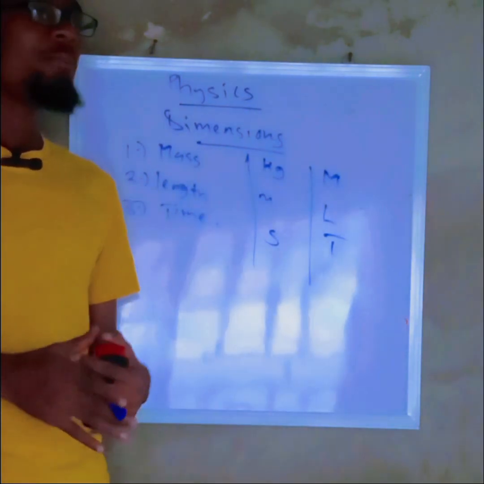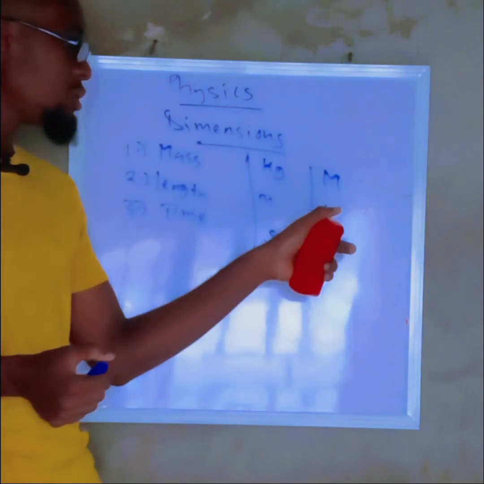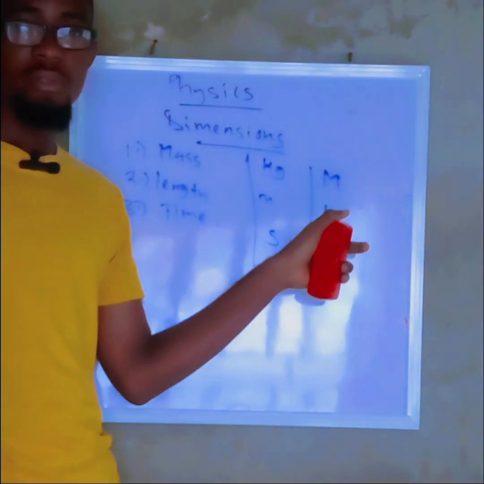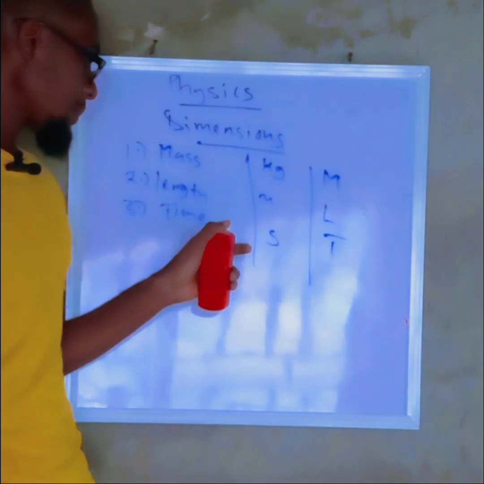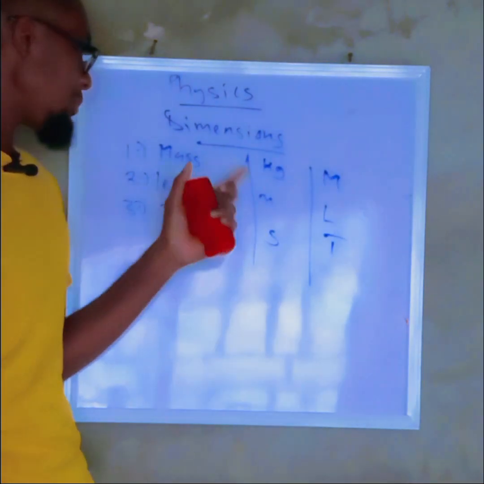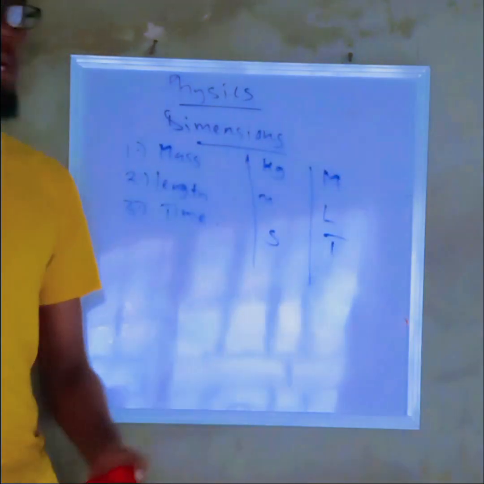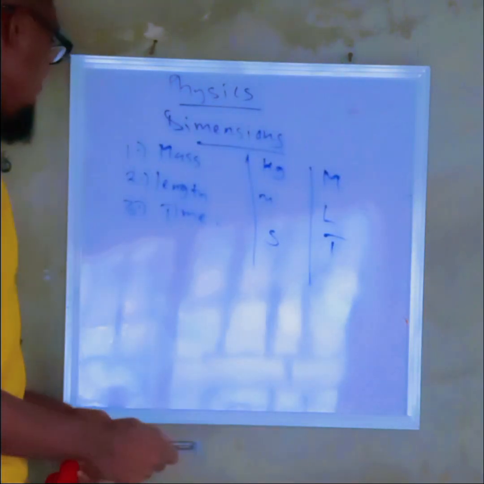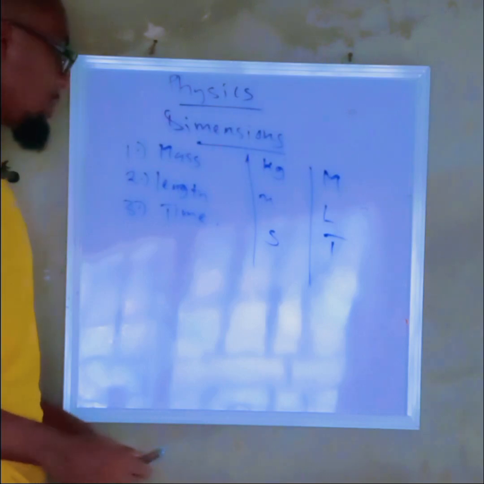So, any place you see, for instance, you may not really see length, but you may see distance, so you still use the length. You may not really see time. Most times it's always time, but you may not really see weight and mass. You may see weight, but you can still use capital M. So let us go ahead to find out the dimensions of some physical quantities.